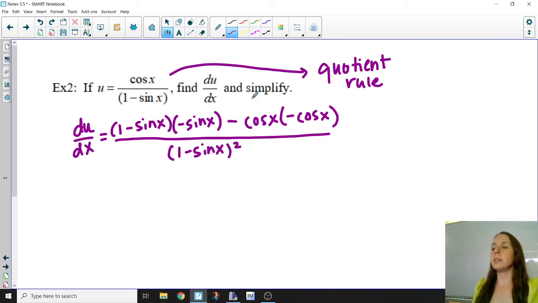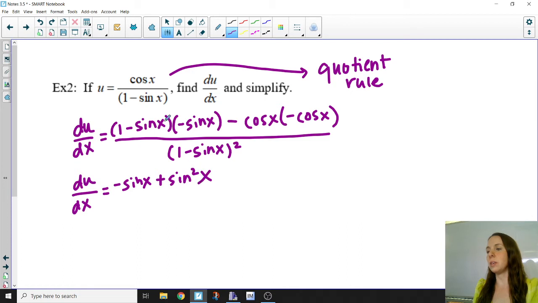Okay, so there's our derivative, but now we're going to clean it up a little bit, and we're going to use an important identity that just seems to pop up often as you study math. The first thing, though, I'm going to do is distribute the negative sign through the parentheses in the first term. So I have a negative sine x plus sine squared x, because a negative sine x times a negative sine x is positive sine squared. Here I also have a plus, because a negative times a negative is positive, and it will be cosine squared x. Just bring along the denominator.